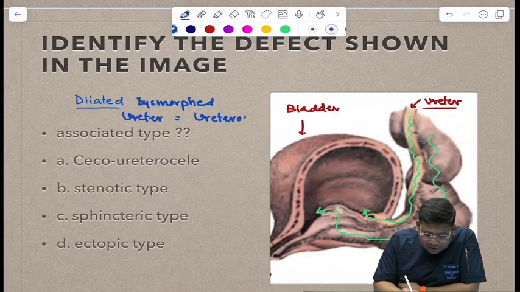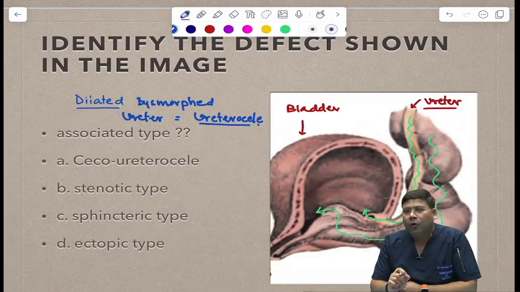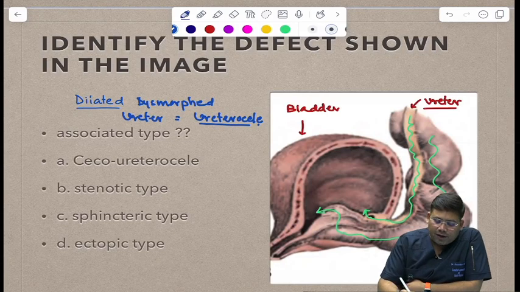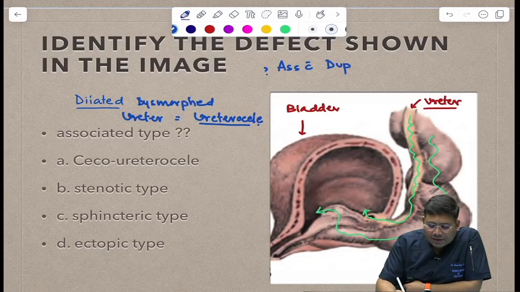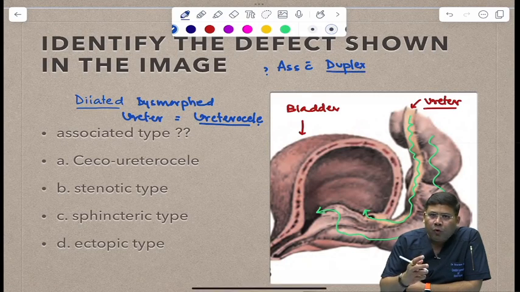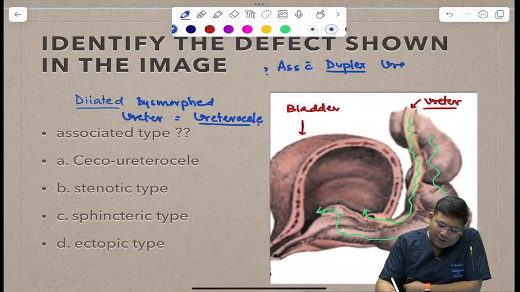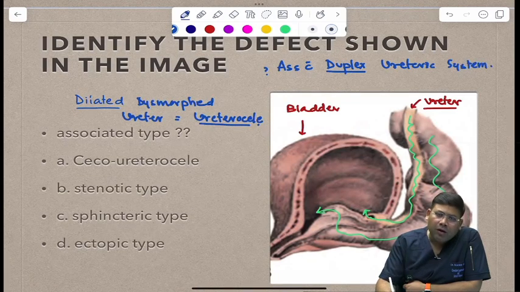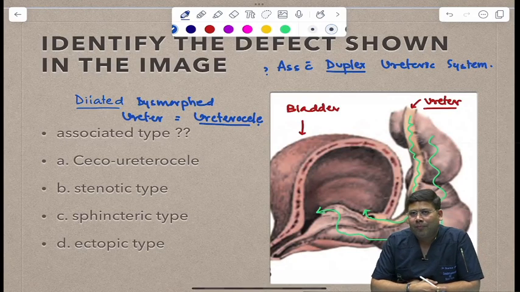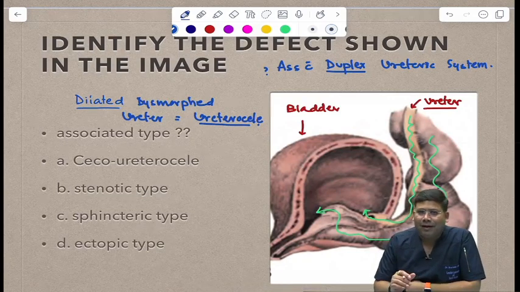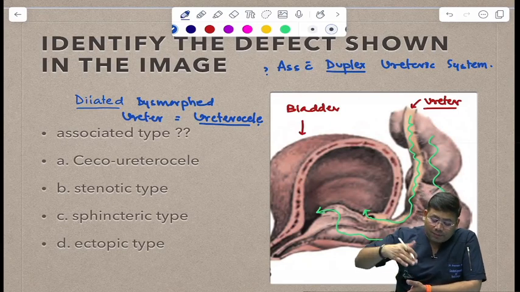So the first thing is, the image that you are seeing, this is ureterocele. Point number 1. Where is it associated? This is associated with duplex ureter system. Generally when you have two ureters, a duplex ureteric system, that is where the chances of the abnormal ureter becoming dilated like a cyst are there. This is the place where you have chances of ureterocele.